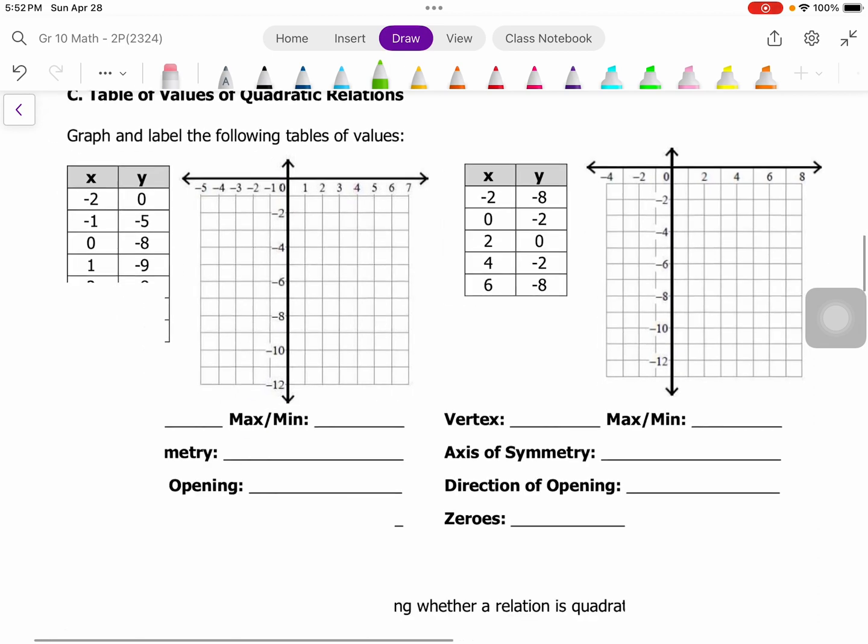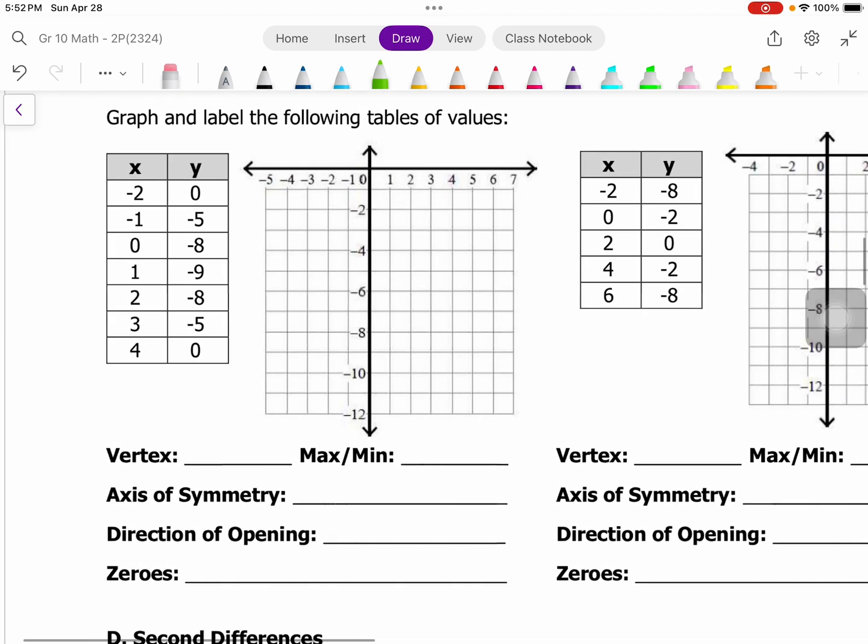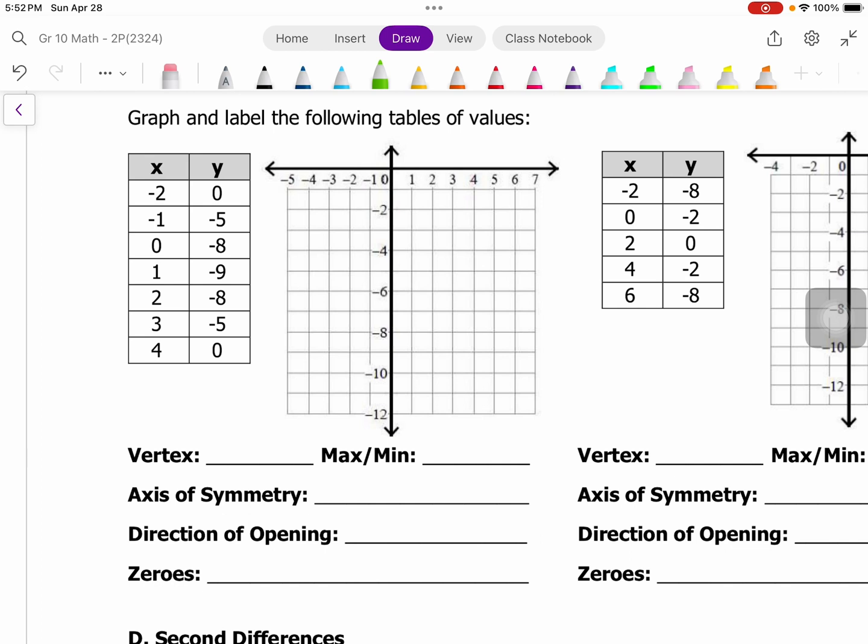Okay, so the next thing we'll take a look at is a table of values, and we're going to graph and then label the following table of values. So when x is -2, y is 0. At -1, we have -5. At 0, we have -8. And at 1, we have -9. At 2, -8. 3, -5. And 4, 0 again. So here is our quadratic relation.